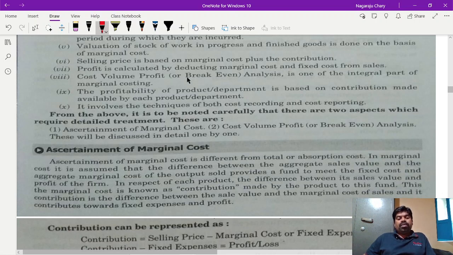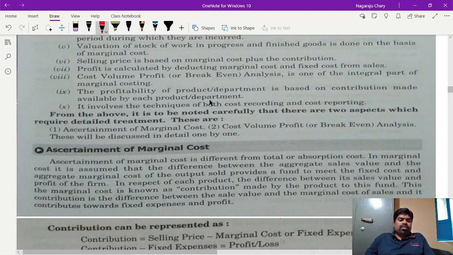So cost volume profit, or we can say break-even analysis, is one of the integral parts of marginal costing. Break-even analysis is a position where we are getting no loss and no profit. So it is a position to be known by the decision makers: what position we are going to get, where the profits are going to start. So that's why cost volume profit is a part of marginal costing.